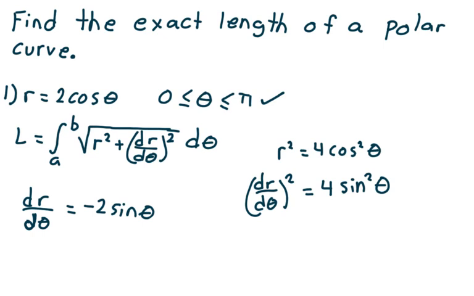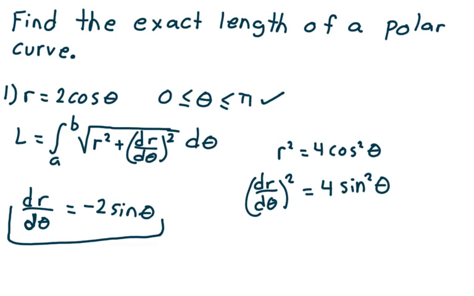The formula for arc length is given as follows. L equals the integral from a to b of the square root of r squared plus (dr/d theta) squared d theta. Now, if r equals 2 cosine theta, dr/d theta is equal to negative 2 sine theta.